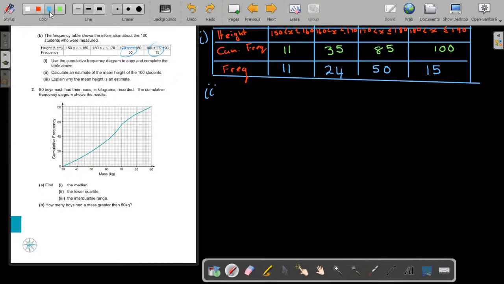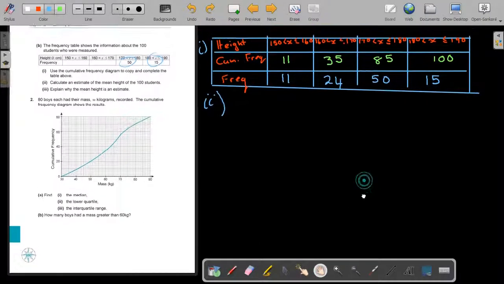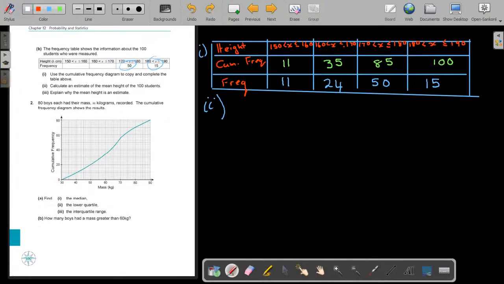Okay, so a second one, calculate an estimate of the mean. Now, can you remember, if you want to find the mean, you first have to find the mid values. Now, how do I find the mid? I add it up, I divide by 2, so it's 155. I add it up, I divide by 2. 160 plus 170, divide 2. What will that give? 165. These are my mid values. I add it up, I divide by 2, 175. I add it up, I divide by 2, 185.